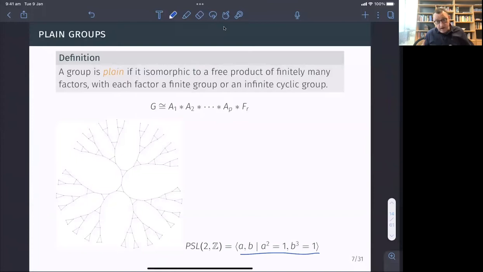And so the Cayley graph of this plane group is a big, slightly thickened tree made up of triangles corresponding to the B generator, and these other edges corresponding to the A generator. So that's what a plane group is. And that's the class of groups in which we can decide isomorphism.